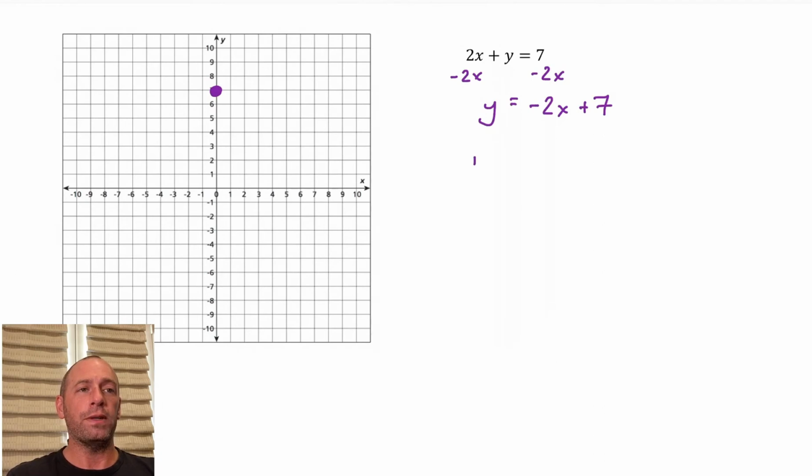And the slope is negative 2. But I'm going to write that as a fraction, negative 2 over 1. That means every time x increases by 1, y is decreasing by 2. And I do it a few more times. The more dots you make, the more accurate your line is going to be. So I connect them with a straight line, and there's the line, y equals negative 2x plus 7.